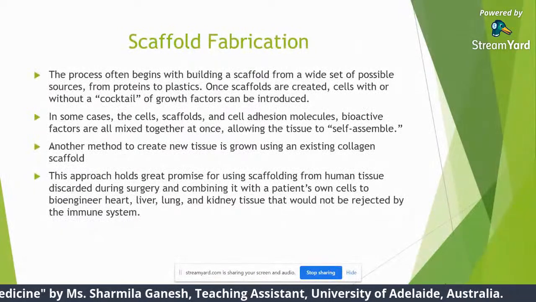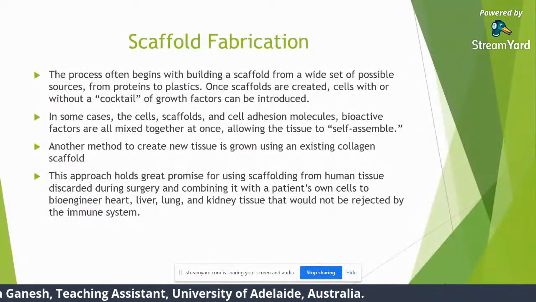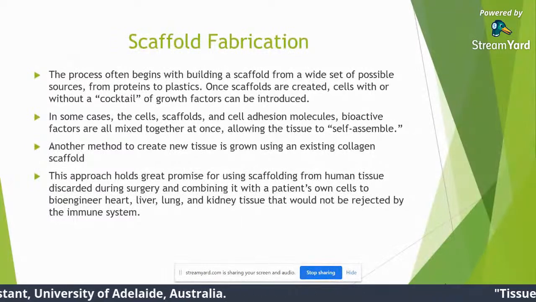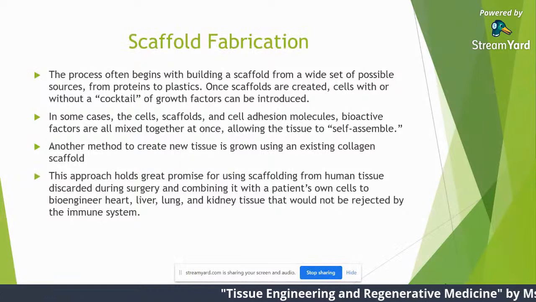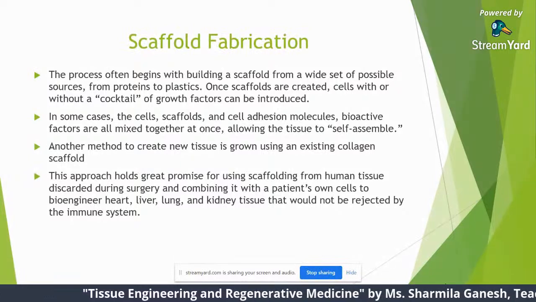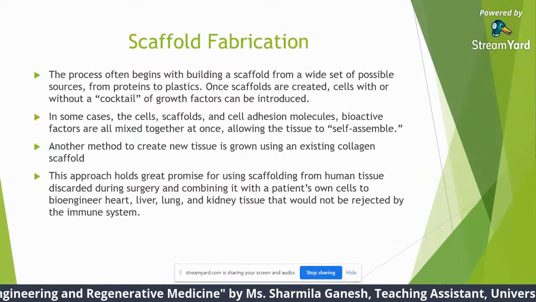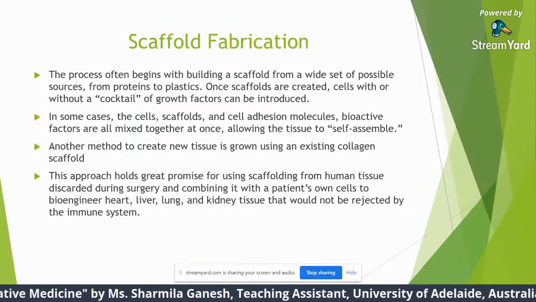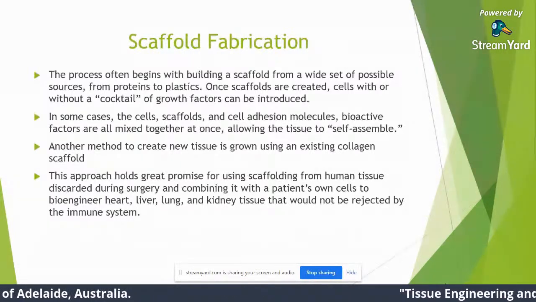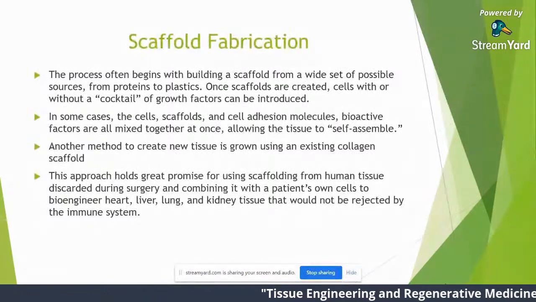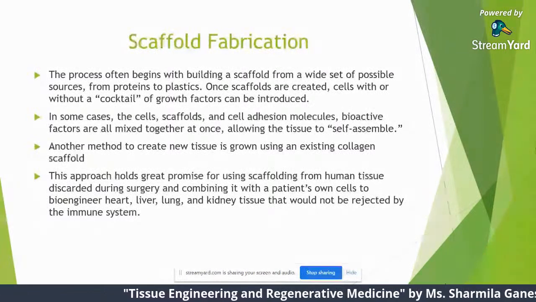Basically, the scaffolds are fabricated with different types of material. They can be either from natural or from synthetic polymers, and they range from protein to plastics. And they are also seeded along with some growth factors, as I said earlier. In some cases, the cells, the scaffold, and cell adhesion materials, bioactive materials are all mixed together at once, and they are allowed to self-assemble.